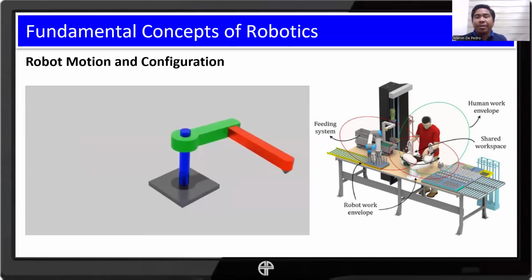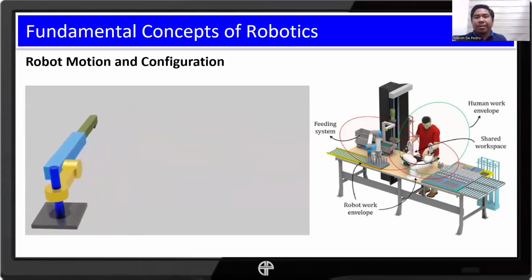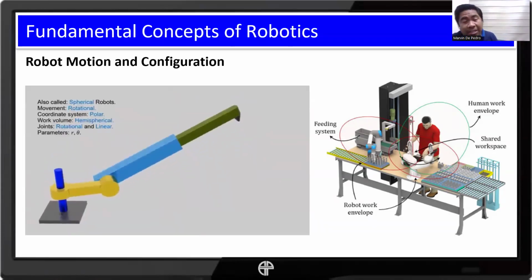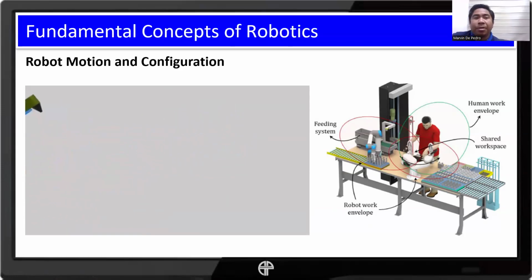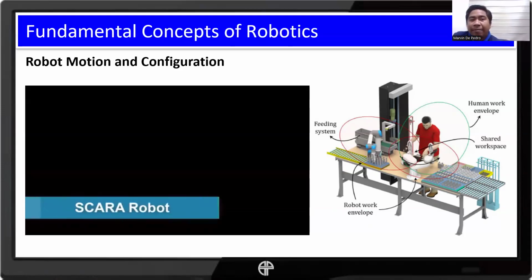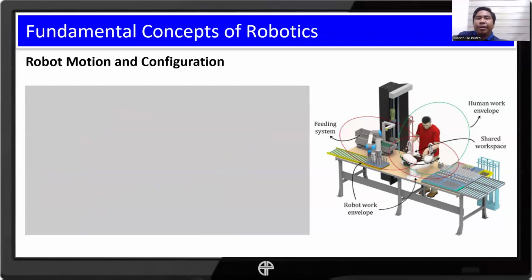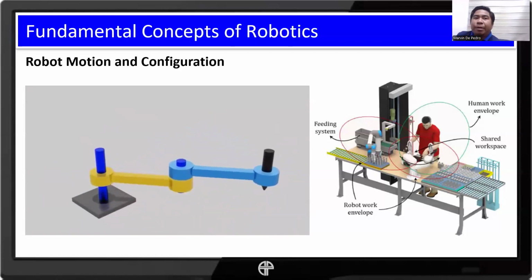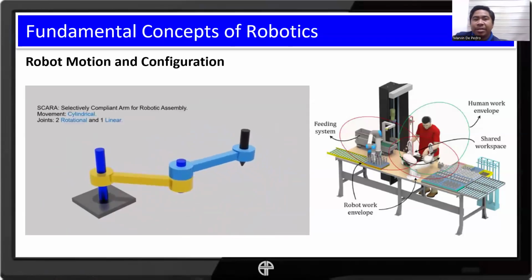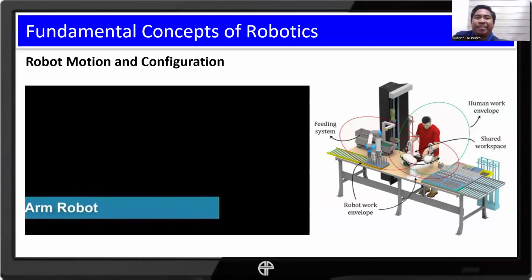We have the polar, which I think is the most common type of robotic arm or manipulation robot for beginners. And we also have the SCARA. This is just like a polar robot, a more advanced one. As you can see, it has multiple joints. SCARA stands for Selectively Compliant Arm for Robotic Assembly.